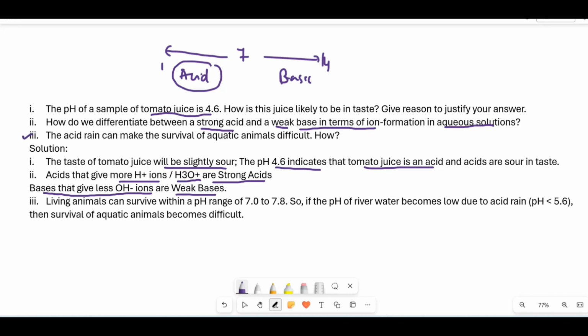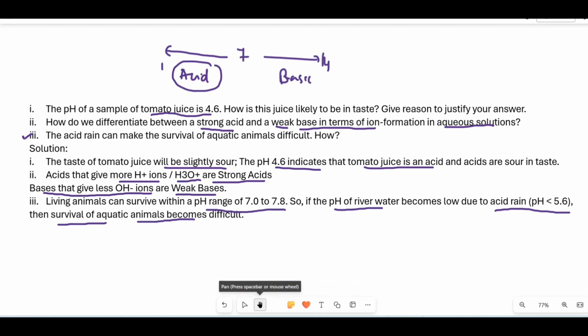Third question, the acid rain can make the survival of aquatic animals difficult. How? Usually living animals can survive within the pH range of 7 to 7.8, slightly neutral to slightly basic. So the pH of river water becomes low due to acid rain. pH becomes less than 5.6. So in acidic water, living organisms cannot survive. So pH will be lowered when acid rain happens, so survival of aquatic animals becomes difficult.